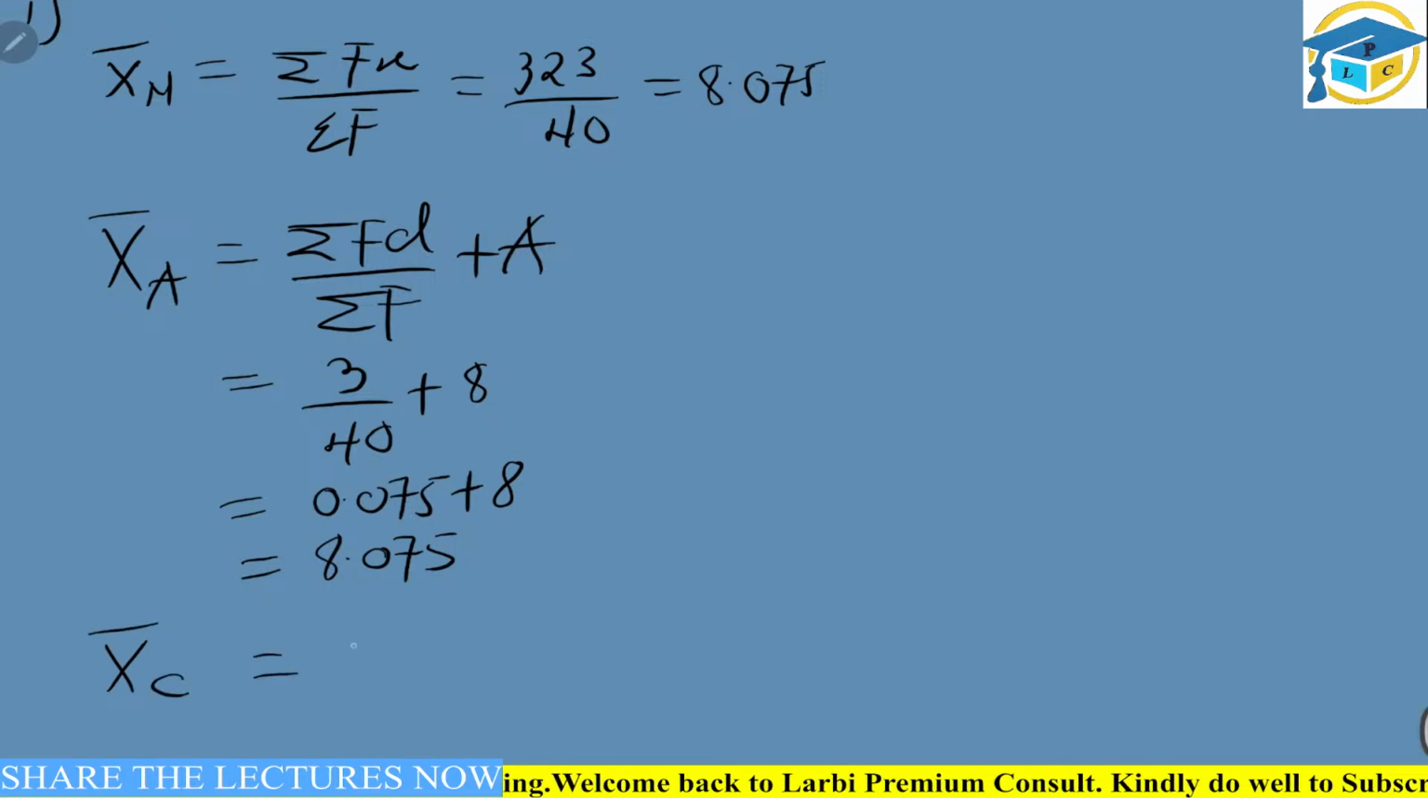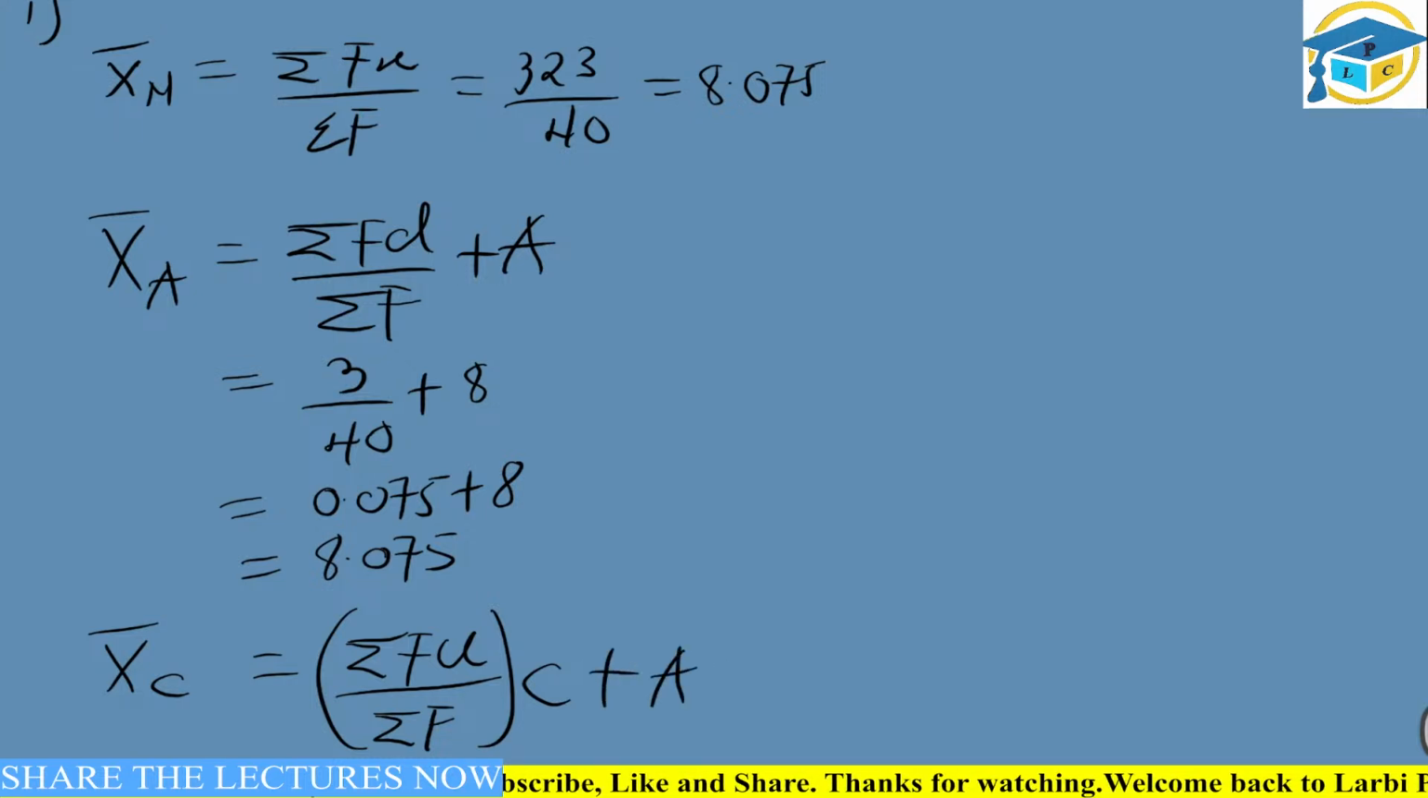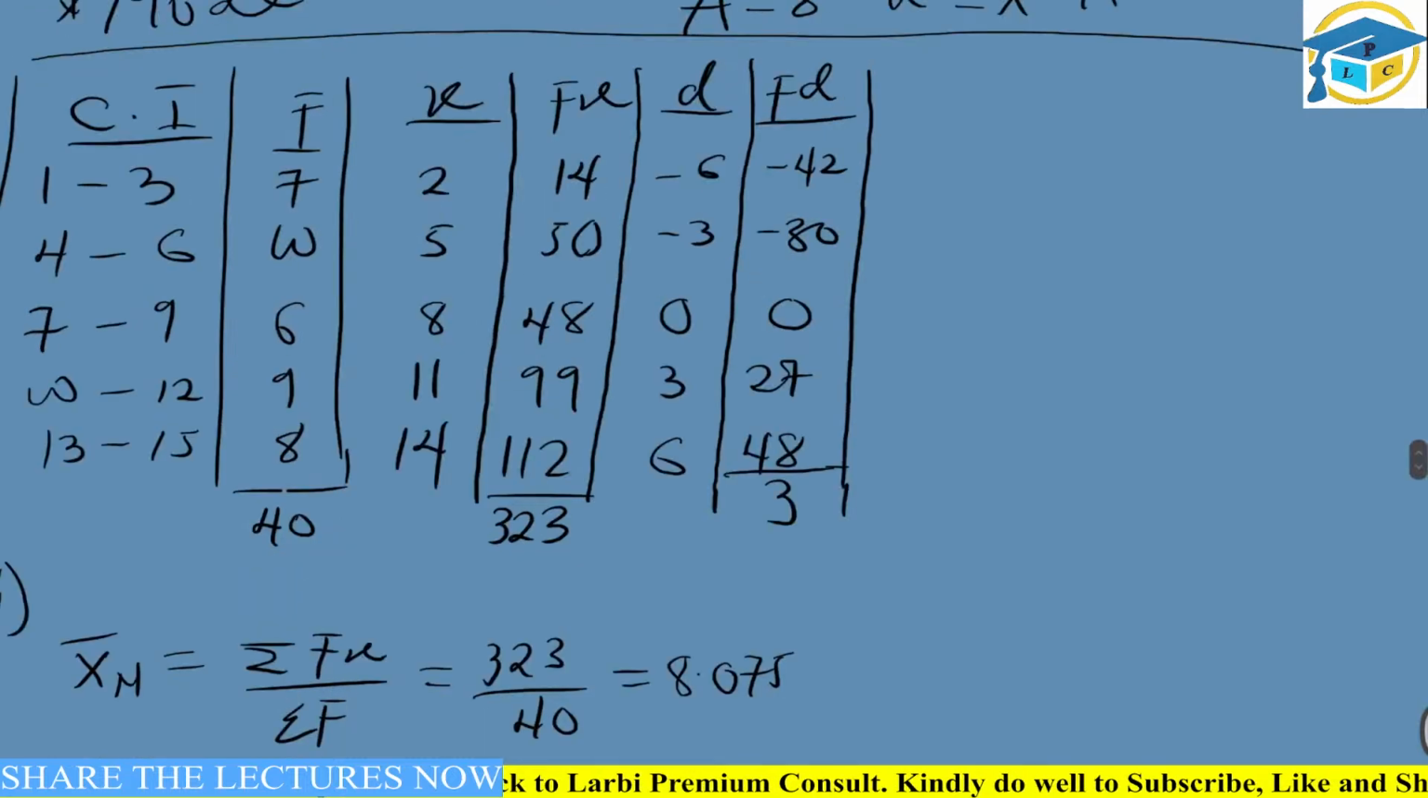It says that it is summation fu over summation f, multiplied by c, representing the class width, plus a. So that tells us that we need to have the upper class boundary and the lower class boundary of a particular class. The difference between the upper class boundary and the lower class boundary of a particular class is how we find a class width. So it means that we need to bring in our class boundary. I'll use CB to represent the class boundary.